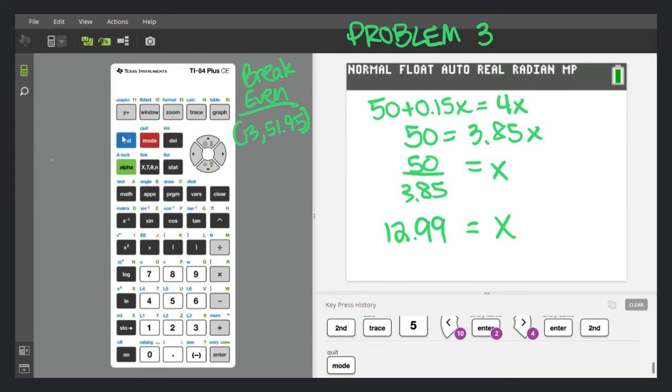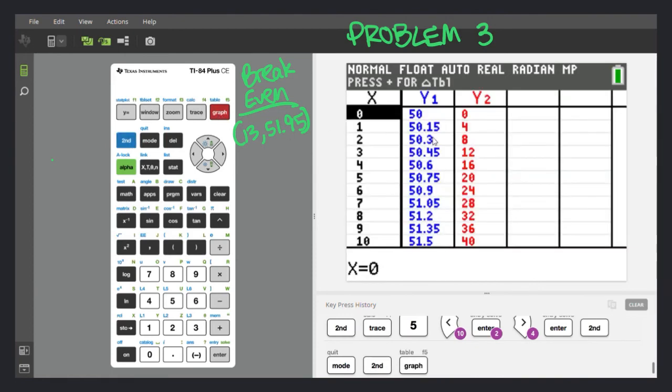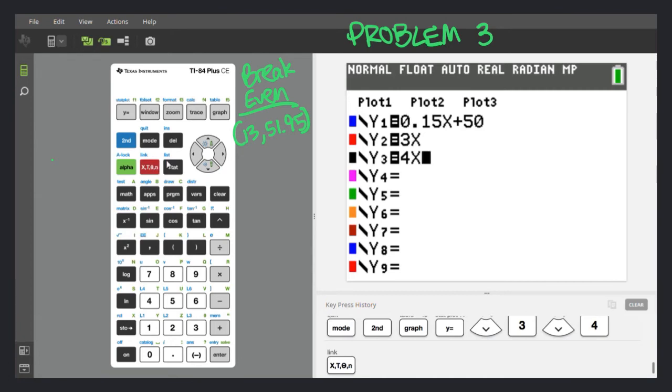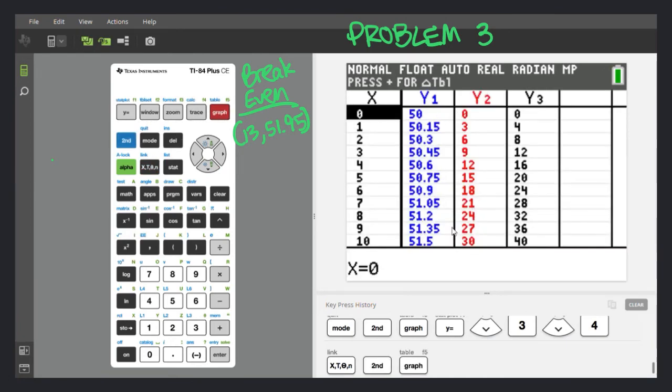Okay, let's now take a look at the table. This is the new feature that I want to show you, which is super helpful. So let's click second, graph, and you could see a table. That Y1, remember, was our cost. It cost $50 to wash 0 dogs, and then this is our revenue. What's really neat about this is I could go to Y equals, and I could change this back to 3x, and then do another one for 4x. And I could see both of those revenue functions at the same time.